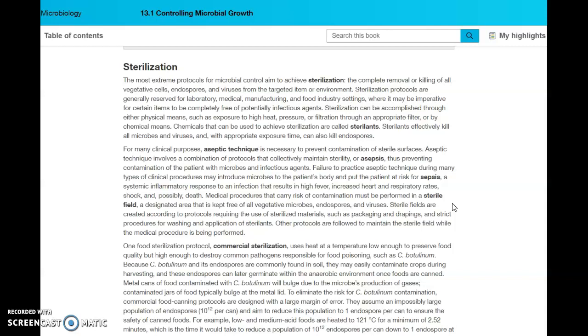As you've seen in the lab, we practice aseptic technique. We don't want to contaminate our samples, so we use the flame to achieve sterilization of the loop, and we also use the flame to sterilize around the mouths of the tubes. We practice our aseptic techniques every time we're in the lab.